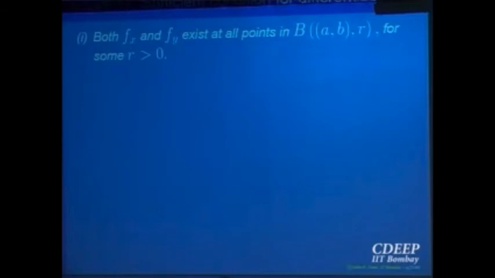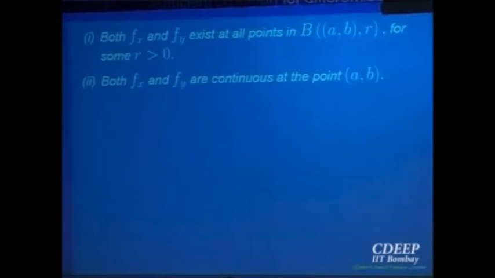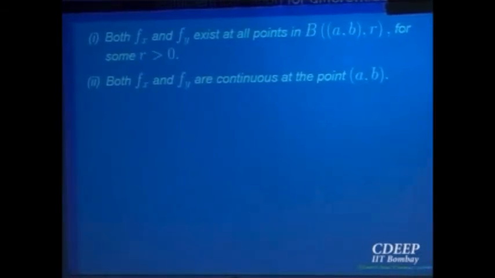And secondly, once they are defined in a neighborhood, we can ask whether these functions are continuous or not. So the second condition says that both the partial derivatives are continuous at the point (a, b). Right? So let us understand these two conditions. The first condition says the partial derivatives not only should exist at that point, but should exist in a neighborhood of that point, because we want to talk about continuity in the next condition, because otherwise continuity doesn't make sense.